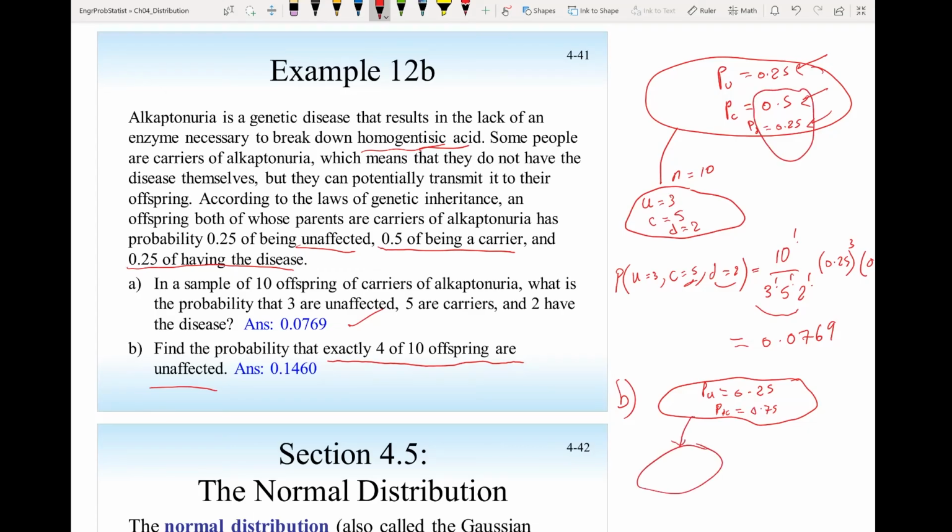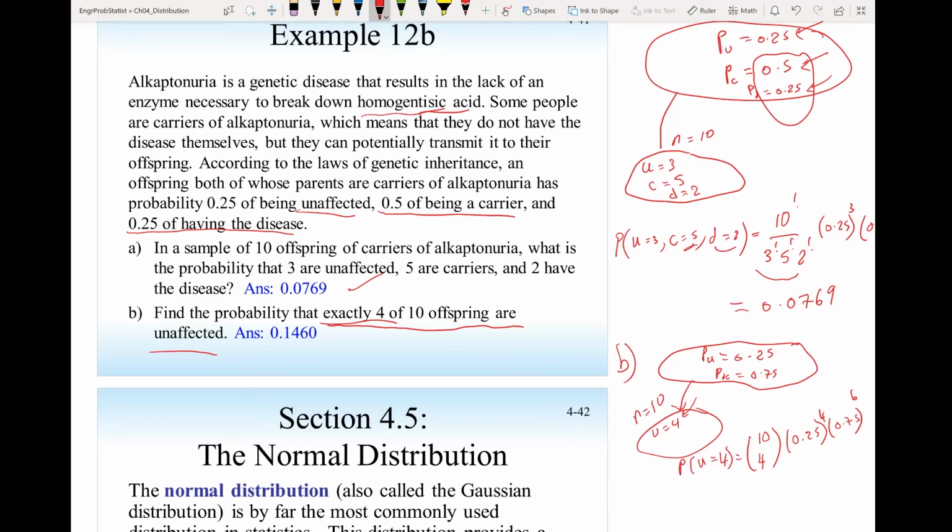Now of these n offspring, they are interested in x equals 4, or unaffected equals 4, and the rest we don't care about. So now you can say this is success and the rest failure, and we can think of it as a binomial. So the probability U equals 4 is: 10 choose 4, how many ways you can arrange, times the probability of unaffected, 0.25, to the power of 4, times the complement of unaffected, which is 0.75, to the power of 6. And if you carry out these calculations, you will find the probability equals 0.146.